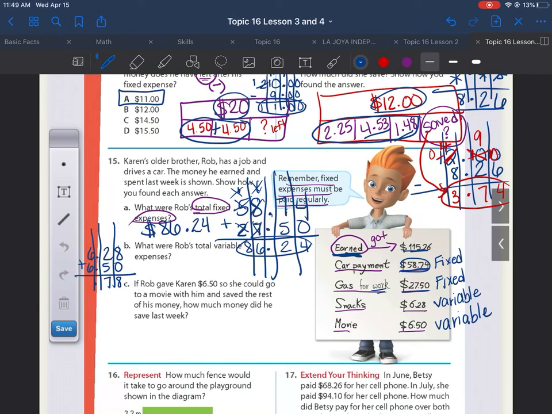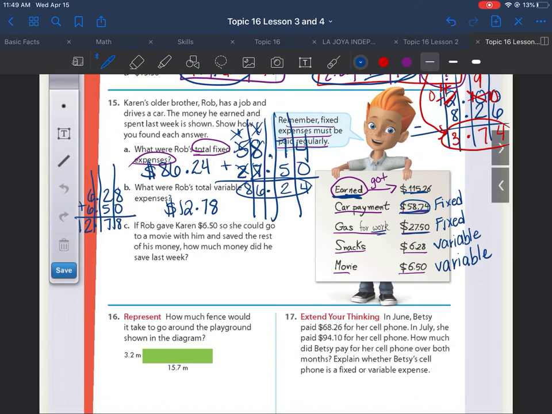8 plus 0 is 8. 5 plus 2 is 7. 6 plus 6 is 12. So my total was $12.78. Letter C. If Rob gave Karen $6.50, so gave, that means shares.